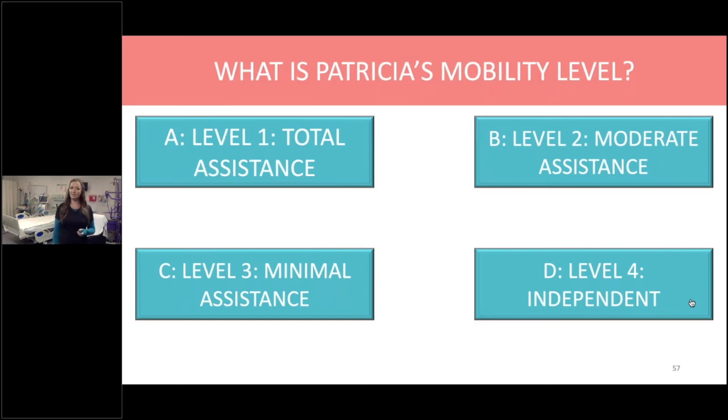So what is her mobility level? Talk about that just for a second in your group. Is she total, moderate, minimal, or independent? Obviously, you can rule out total because she was able to sit up by herself. You can rule out independent. Was she moderate or minimal? The answer is C. She was able to clear her bottom, so she was minimal assistance.